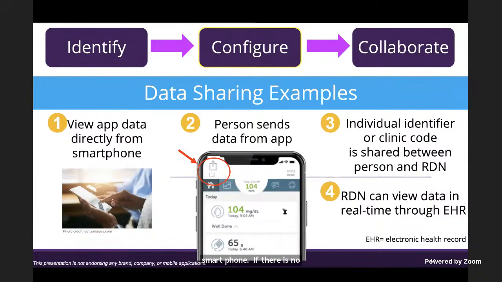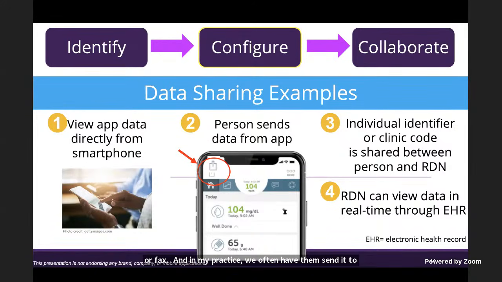In this example here, the user can simply click that export button right here on the top left, where they can send it via email or fax. And in my practice, we often have them send it to our medical assistants who receive it via email, and then they upload it into the medical record so that it's available for us to view during the visit.